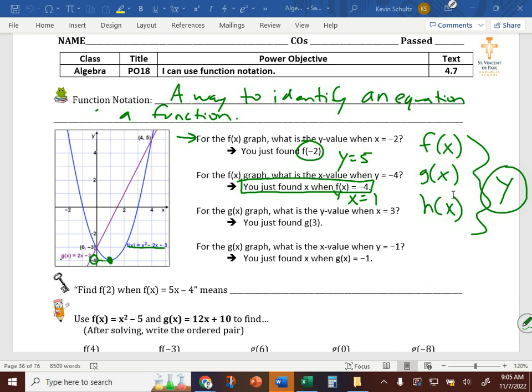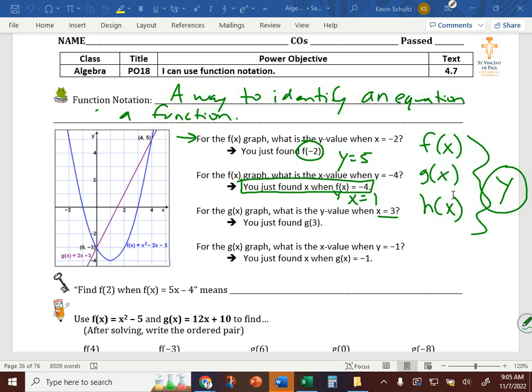Okay? So the next one, that third one, it says for the g of x graph, so now we're looking at that purple one. For the g of x graph, what is the y value when x equals 3? So you're looking at g of x. I'm giving you the x variable, and I want to know what y is when x equals 3. What do you come up with?